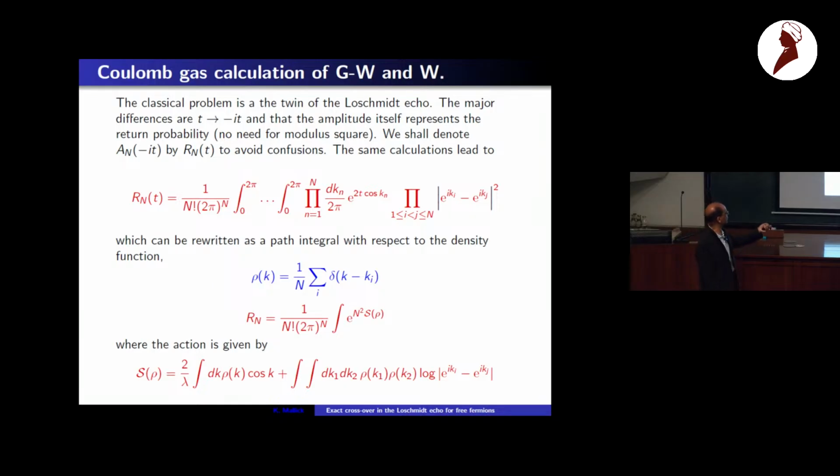And here, if you take the log, you will have interaction terms with two rows, rho k1, rho k2, and log of modulus of exponential ak1 minus ak2. So you end up with a path integral representation of your classical return probability with this action. And what you want to find are the stationary densities, rho of k, in the Fourier space, that make this action stationary and which will dominate the asymptotic of your integral.